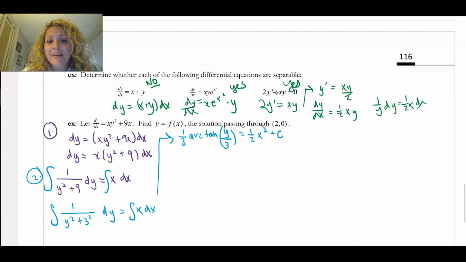After we separate and then integrate, we have 2 things to do, and we could try them in either order. So we can either plug in our initial condition 2, 0 and solve for c, or we could solve for y and then find the initial condition. Again, I would recommend you usually try solving for c first. So let's take a moment. Please pause the video and try to solve this one for c.